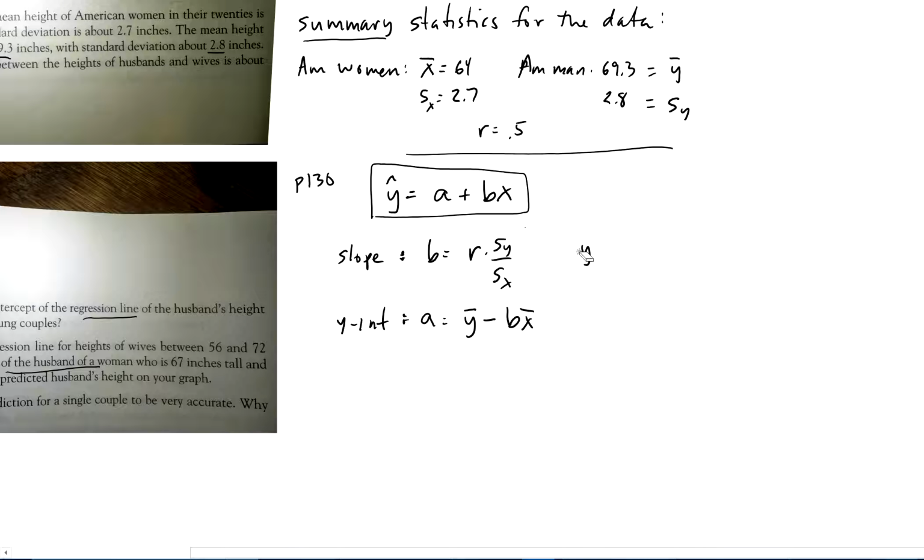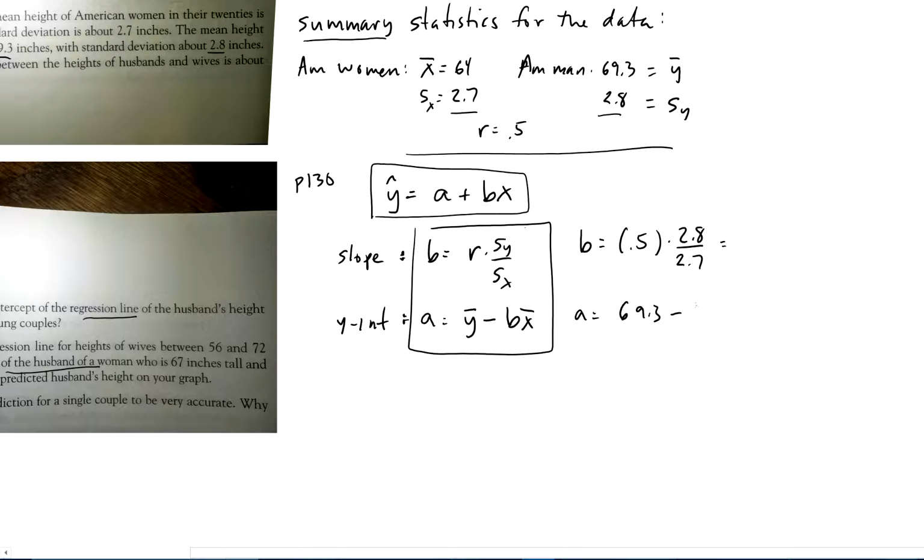So we'll have, in this case, b is equal to r, 0.5, times the standard deviation of y, 2.8, over standard deviation of x, 2.7. The critical part of this is just figuring out which one is x and which one is y. And then a is y bar, the average, 69.3, minus b, whatever that number is from above, times x bar, 64, which comes from here, right?